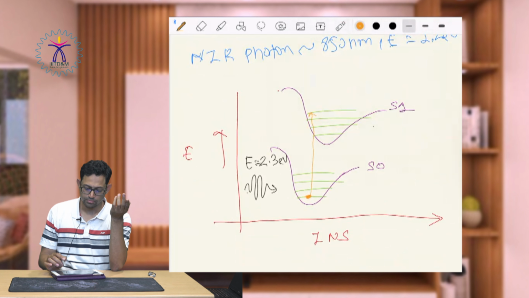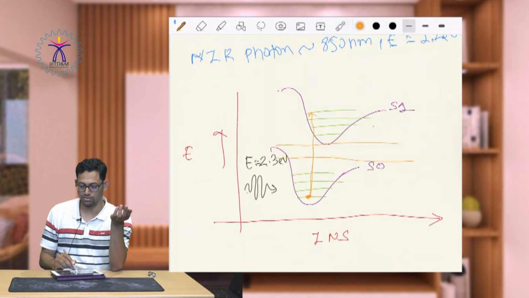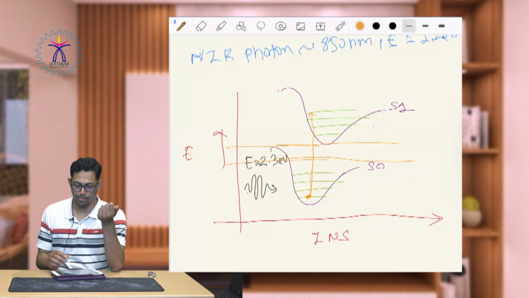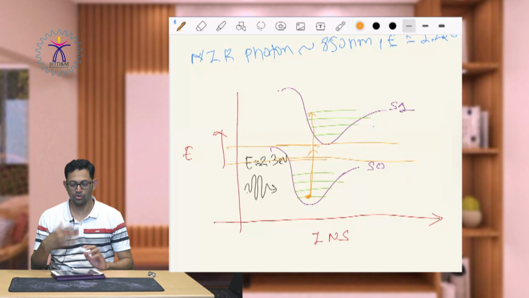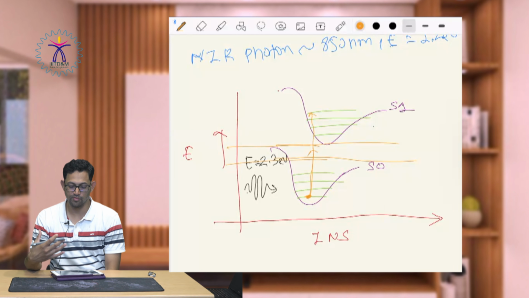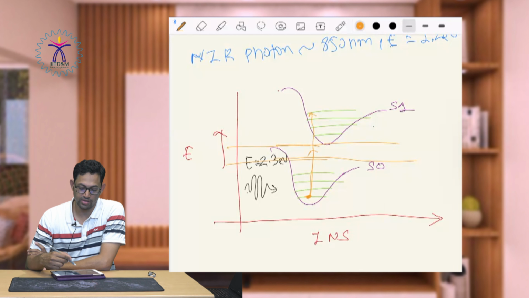Now it can either go to another electronic state, or it would be sufficient to lie somewhere in between the two electronic states, right. It can happen both ways. So if it has significant energy, it will move to the first electronic state. If it doesn't have significant energy, it will lie somewhere in the center.